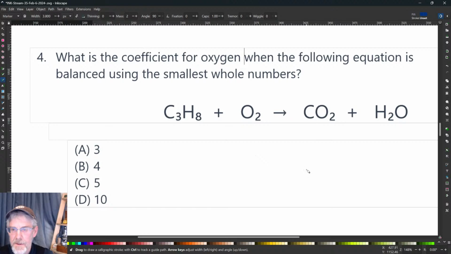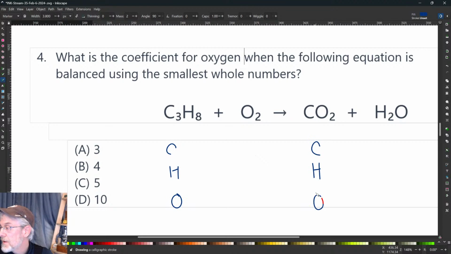This one actually isn't so bad now that I'm looking at it. Sometimes people will write carbon, hydrogen, and oxygen on each side. This is how I taught it when I was starting out. Okay, THV, that was you. Some people will do this so they can just count everything up and keep track of it.